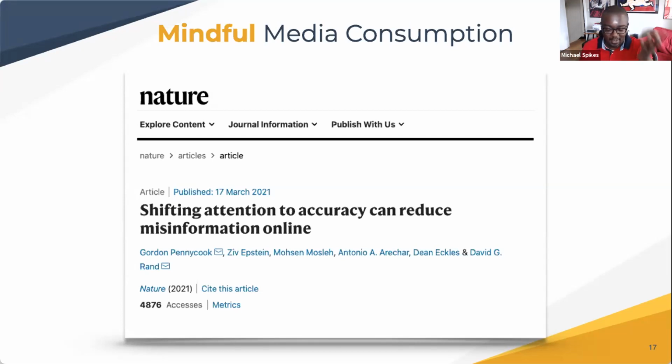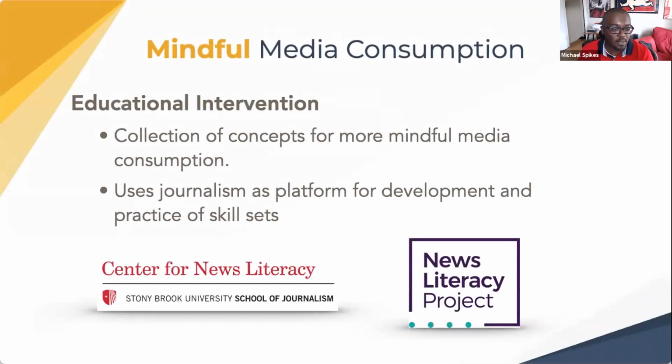So I would definitely encourage, and I'm glad some people picked up on, not using the term fake news, because it could almost trigger some people to think a certain way. So it's important for us to pick up new tools and to engage with media actively. One of those tools that I use is news media literacy. News media literacy, sometimes shortened to news literacy, entails a strategic collection of concepts that can be used to develop skills for more mindful and active media consumption. It uses journalism as a platform for development of those skill sets, and it uses news media as a platform for practicing those skills. Two of the most prominent providers are the Center for News Literacy and the News Literacy Project, two organizations that you may already be aware of.